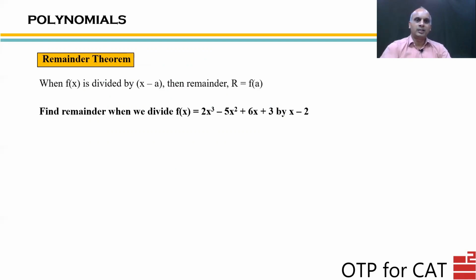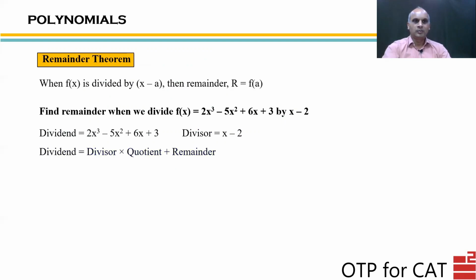We have to find the remainder in this given question. So first I'll see that the dividend is 2x cubed minus 5x squared plus 6x plus 3, and my divisor is x minus 2. I would want you to recall that dividend is equal to divisor into quotient plus remainder. That means in this case, f(x), the polynomial, is equal to x minus 2 into some quotient q(x) plus remainder r.